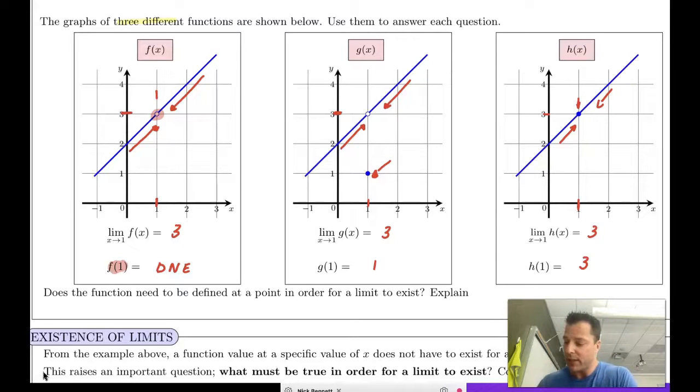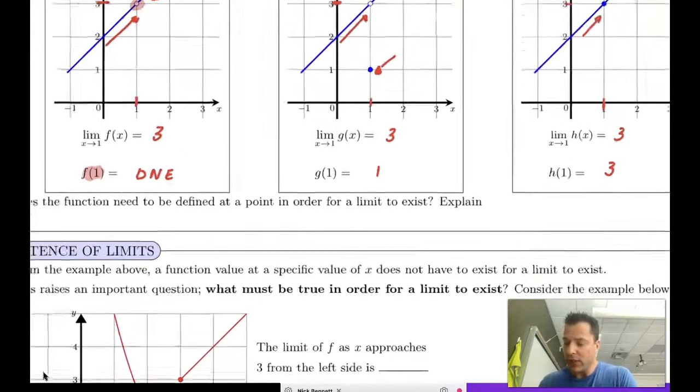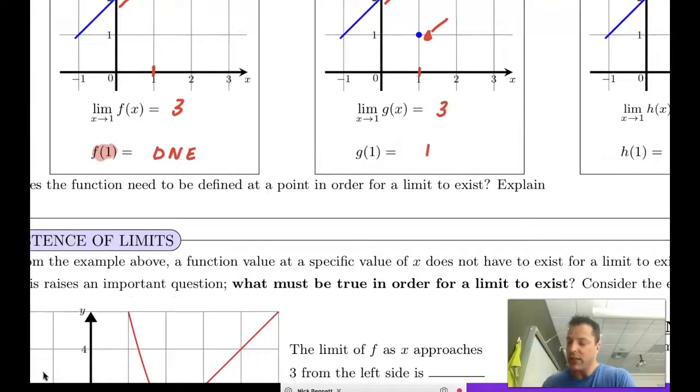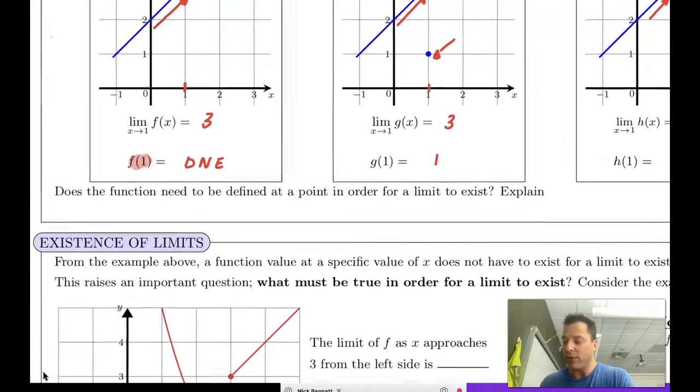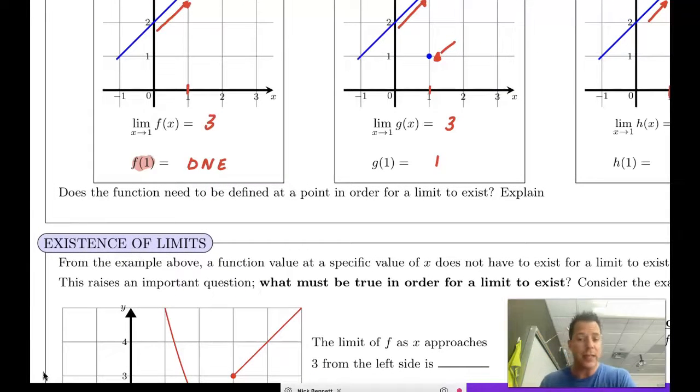So there are limits. So the little question down here: does the function need to be defined at a point in order for the limit to exist? And the answer, no. The function value does not need to exist.